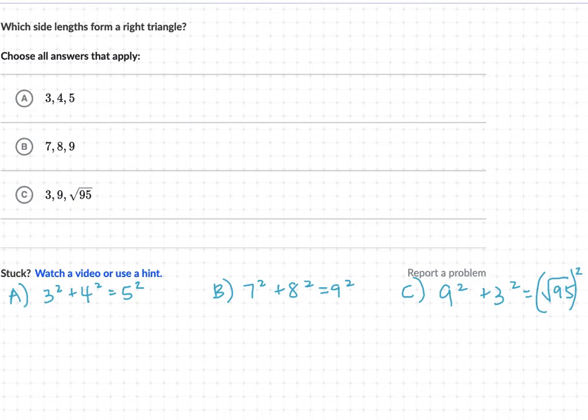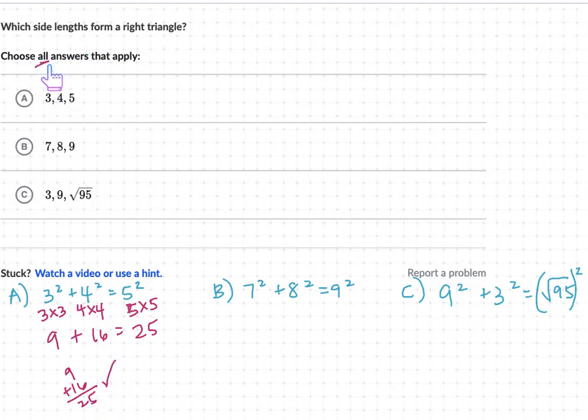All right, so let me get a different color. 3 times 3 is 9, plus 4 times 4 is 16. That should equal 5 times 5. 5 times 5 is 25. 9 plus 16 is 25. Okay, that one works.